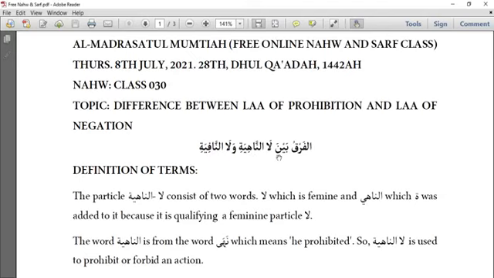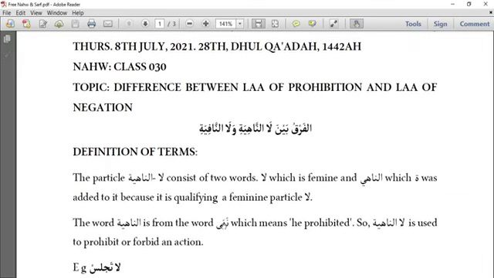Because La is feminine, you see that it is also ending with ta marbuta. So La Nahia is an ismu fa'il. What is the verb? Naha. So the ismu fa'il is nahin. Then because it is feminine, it becomes what? Nahiyatun. So La and Nahia: La is used for negation. That is how this word is constructed.